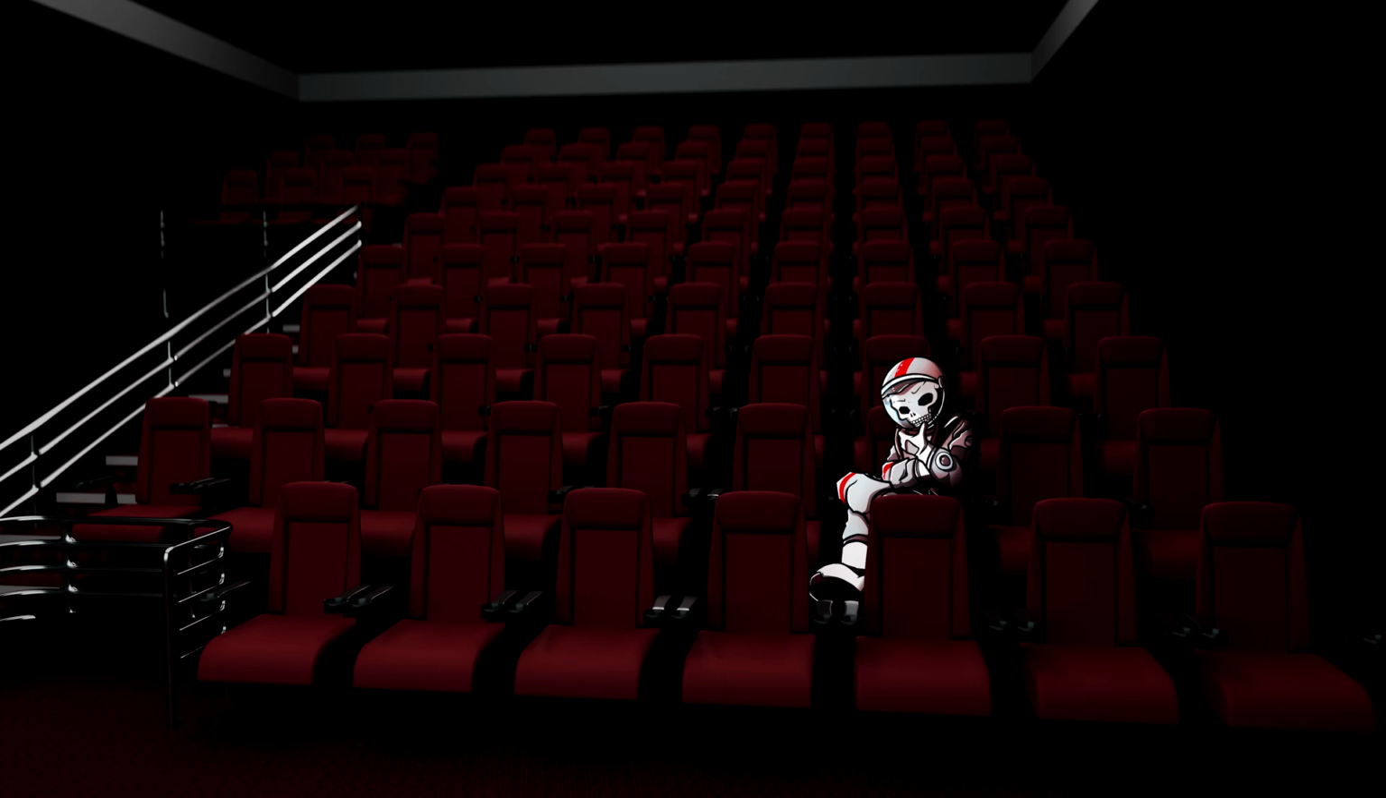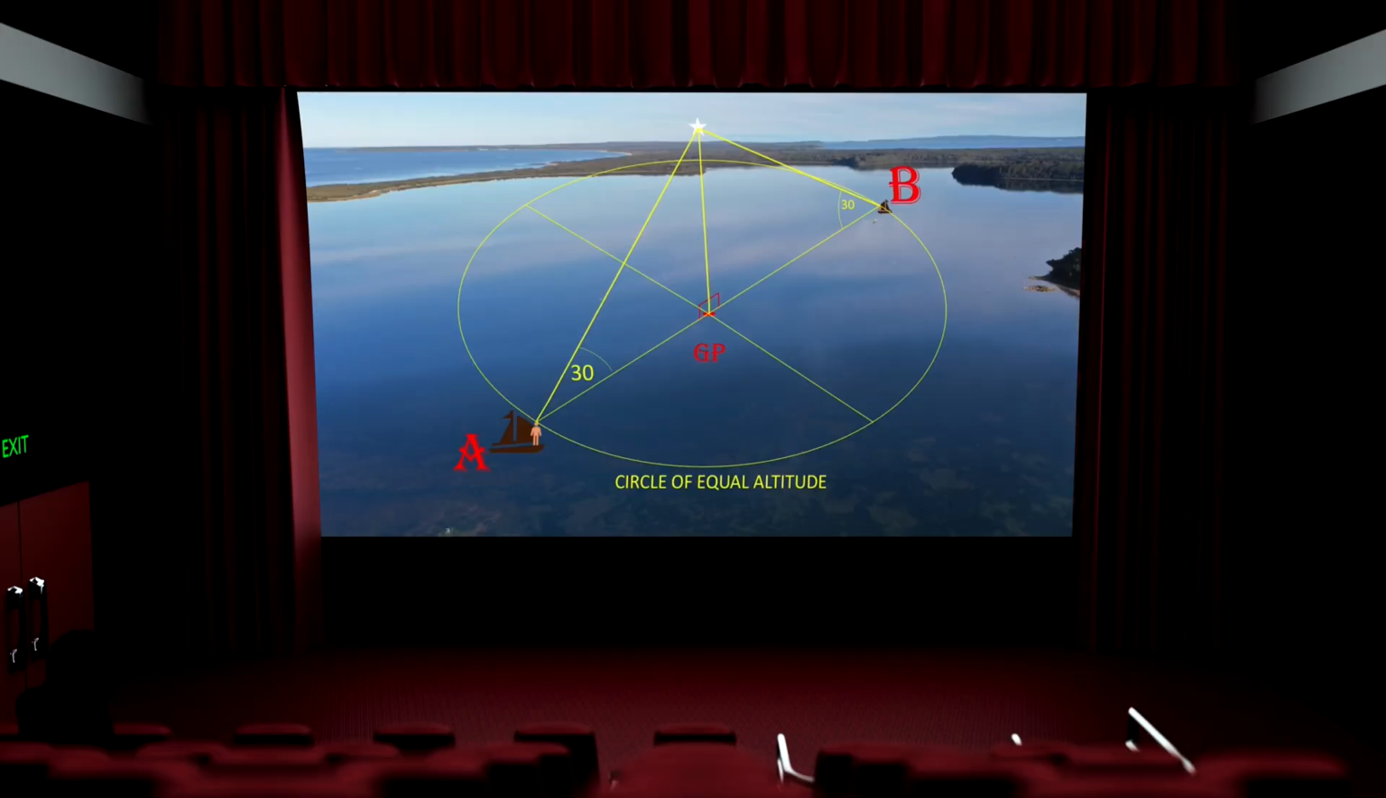No triangulation, just a star, your chart, and the time. That is how celestial navigation works. It is all flat. It is all the same level.